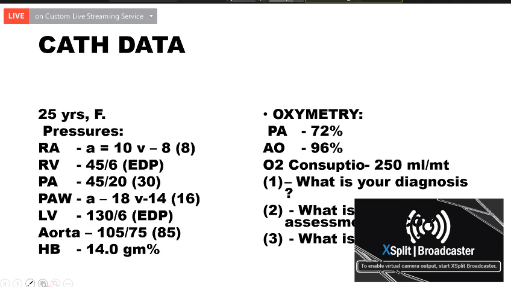I don't agree to the point of saying that since the pulmonary artery oxygen saturation is less than that of the aorta, it is not transposition. Systemic blood pressures are 105 by 75 with mean 85, sir. Normal.